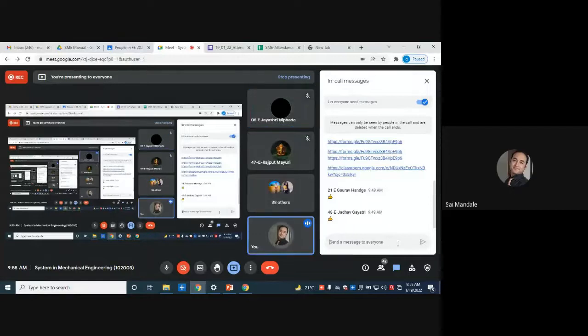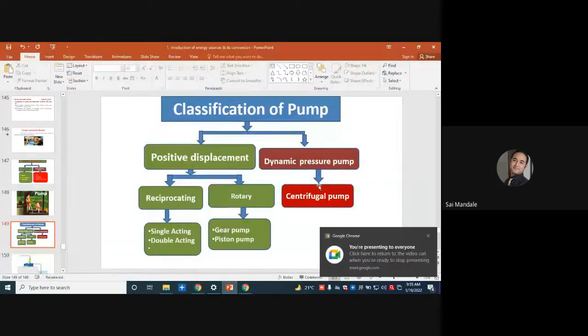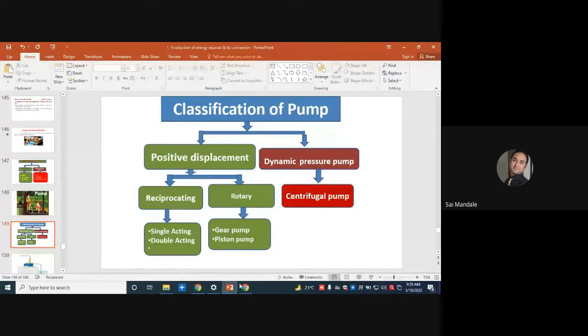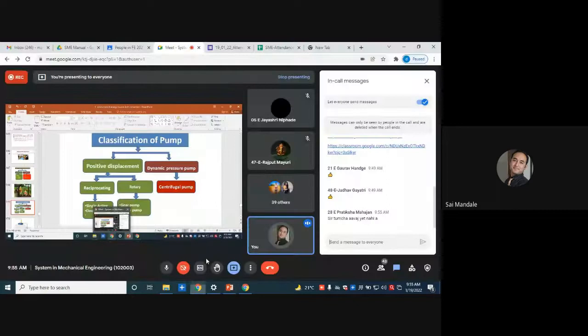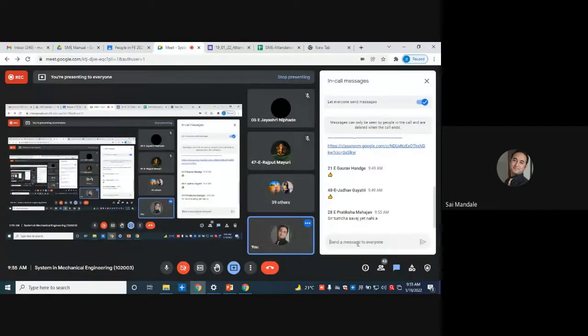So right now, I guess the concept of power producing device and power absorbing device is clear to each one of you. Okay. Let us move ahead. The pump. What is the basic function of the pump?